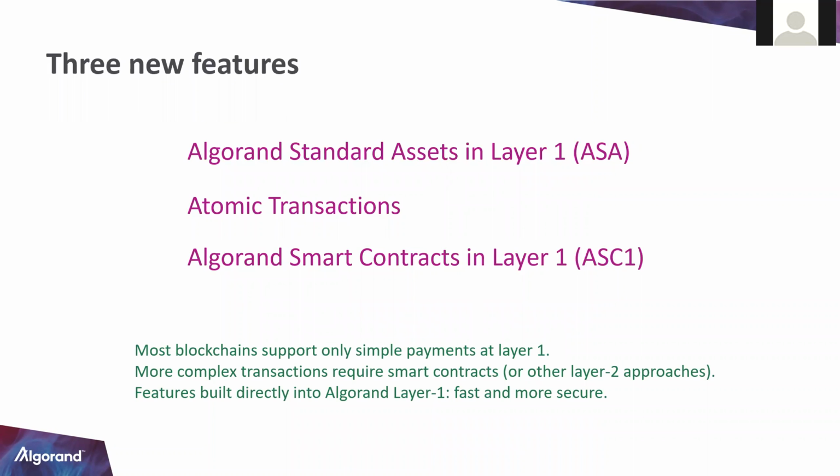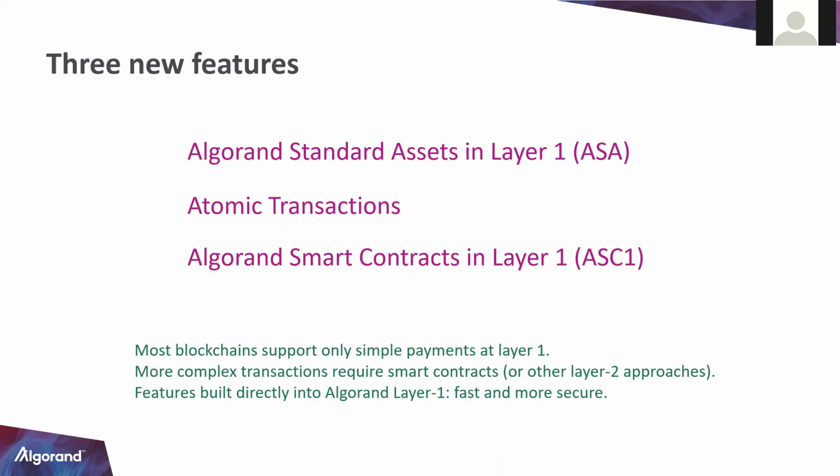Why do I keep on emphasizing layer 1? Because most blockchains support only very simple payments at layer 1. For example, in Ethereum, layer 1 is only about transferring Ethers, and any other applications and functionalities have to be done by layer 2 smart contracts.